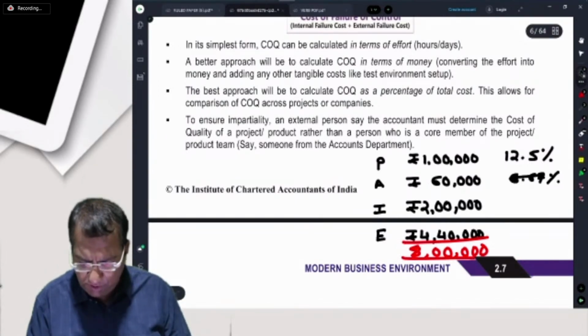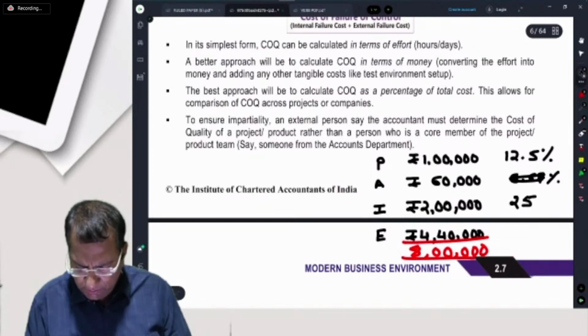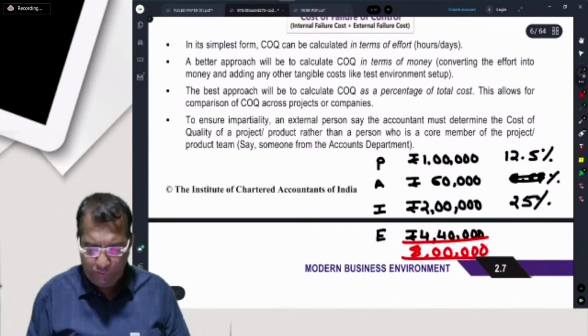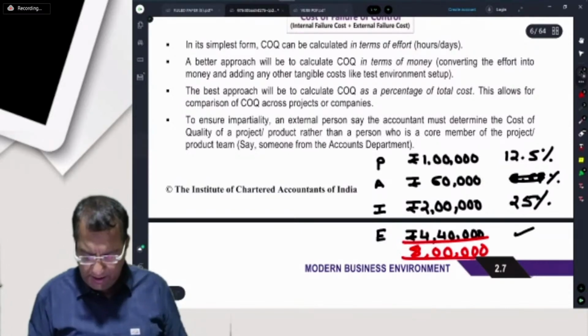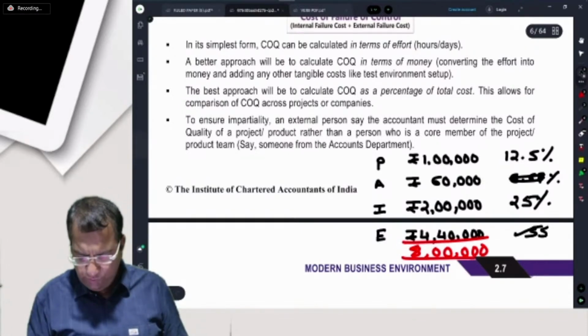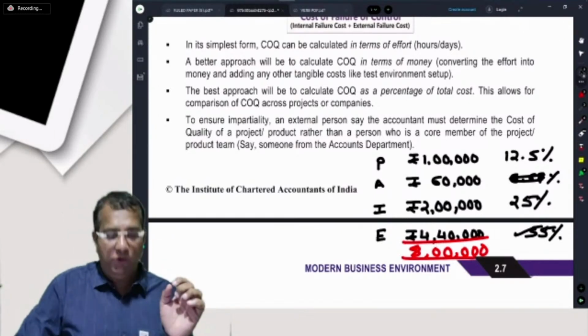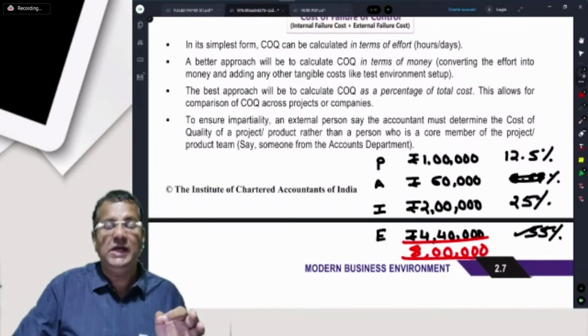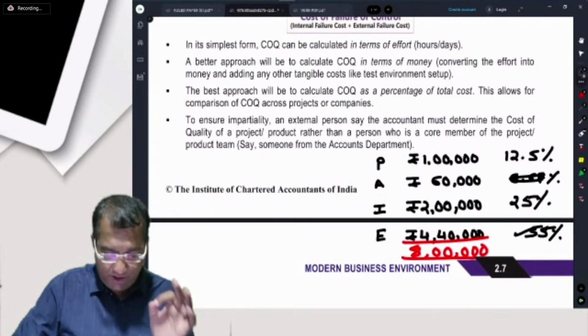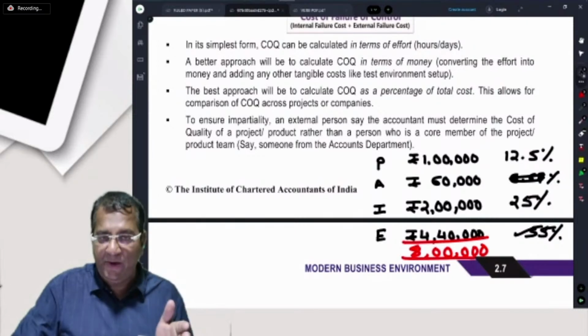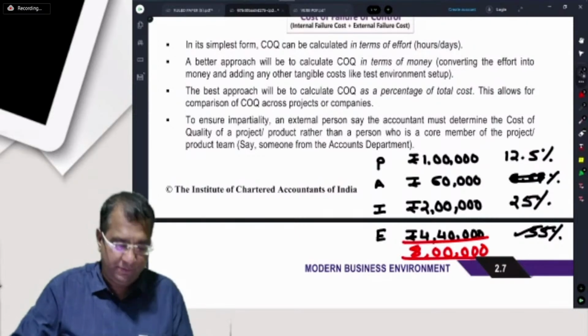No, I think 7.5 will come. Check it, beta, it doesn't matter. 2 lakh divided by 8 lakh, it's 25%, and 440 divided by 8 lakh, you will get the answer. I think 55% is your answer. So it's always better to express the cost of quality in percentage terms. Please write down this point in your copy through red pen. Very, very, very important point.